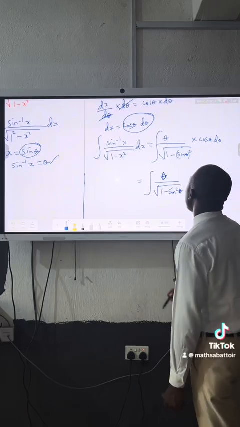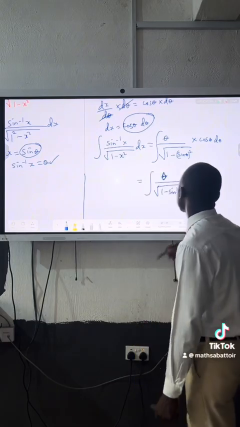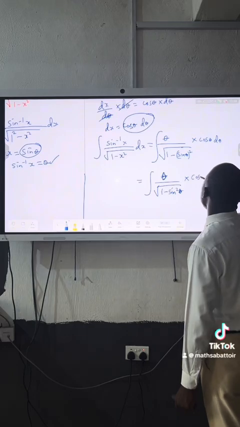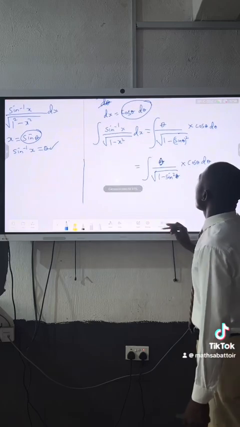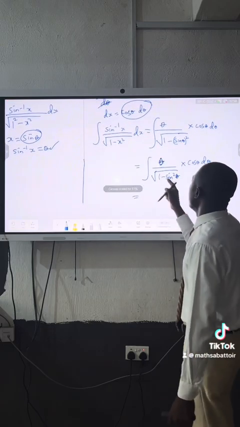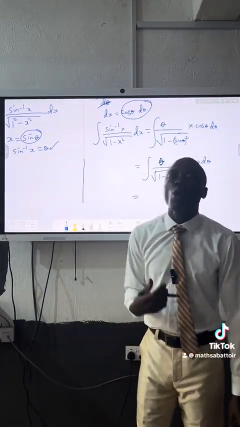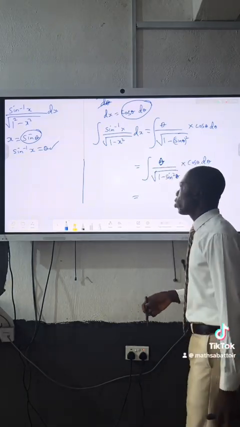Yes, sine theta all squared in mathematics can be written as sine squared theta. We put the square on the sine before the theta. All right, then multiply by cos theta d theta. Now, there is an identity that 1 minus sine squared theta is equal to cos squared theta.